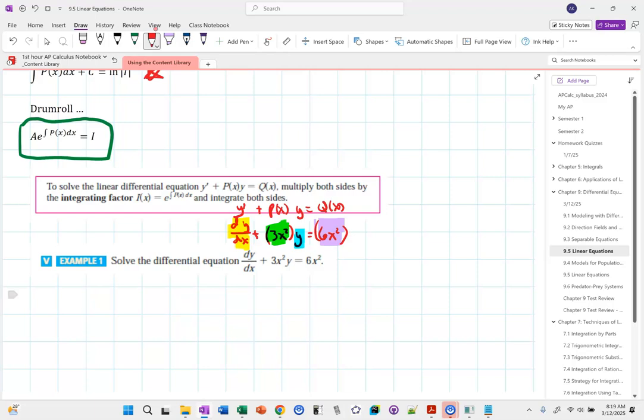Okay, I'm going to begin by calculating my I of x. I of x is going to be e to the integral of P of x dx. So that's e to the integral of 3x squared dx, which is just going to be e to the x cubed. Does everybody feel good there?